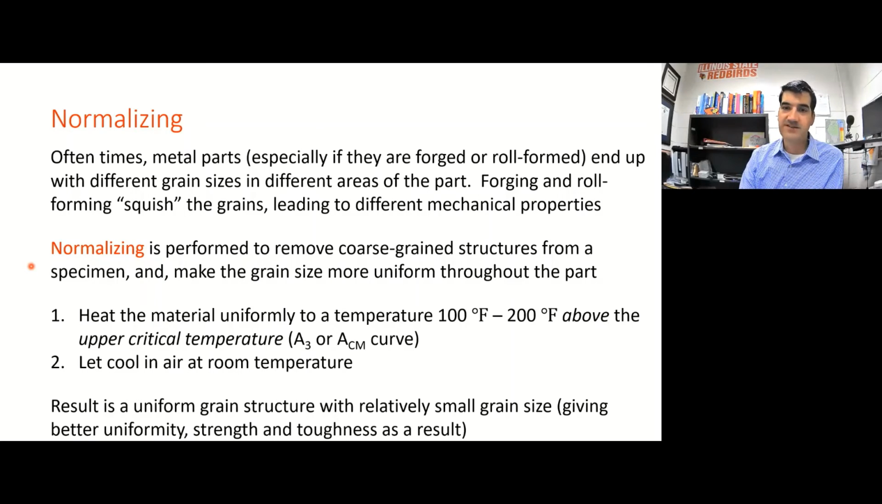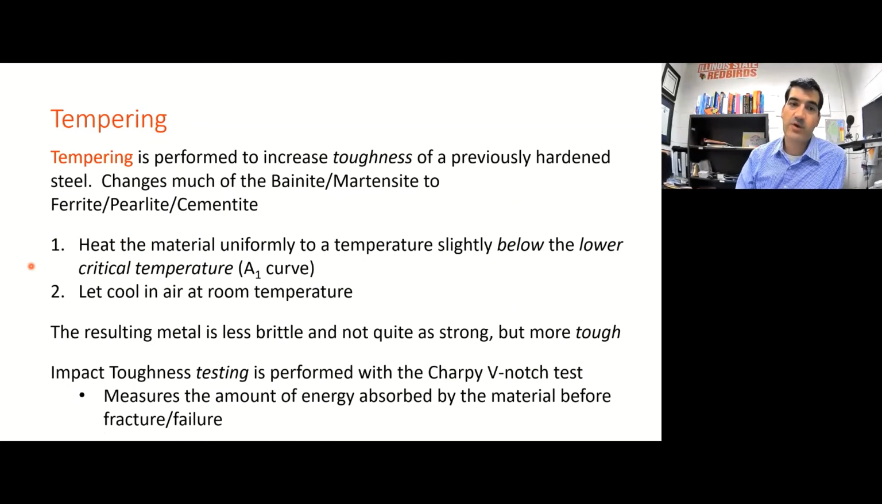So we're making the grain size more uniform. We're also removing some of the coarse grained structures. And the way you do this is you heat up the material 100 to 200 degrees Fahrenheit above the upper critical temperature. This is actually the hottest one; this is the one that gets the material the hottest. And then you let it cool in air at room temperature. The difference between this one and tempering, they're pretty similar actually, is that here you get the material hotter. You go a couple hundred degrees above the upper critical temperature. Contrast that with tempering, where we only went a little bit below the lower critical temperature.